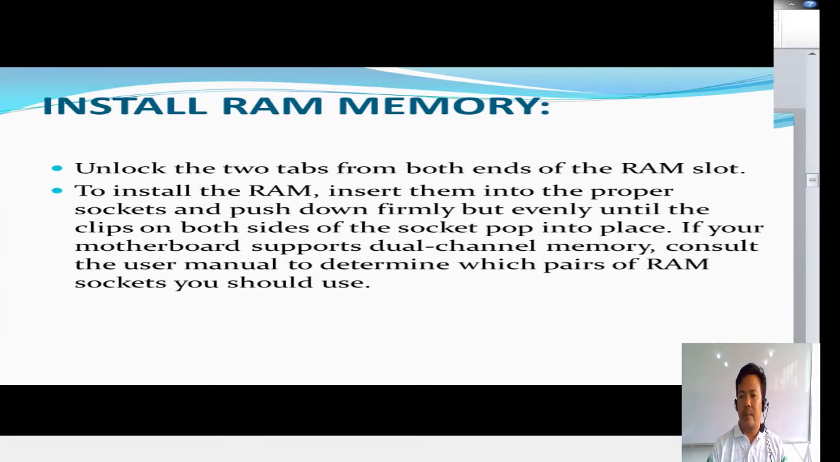Install RAM memory. So unlock two tabs from both ends of the RAM slot. To install the RAM, insert them into the proper socket and push down firmly but evenly until the clips on both sides of the socket pop into place. So meaning the random access memory slot, there are two locks from both ends. That is what you call the ejector tab.